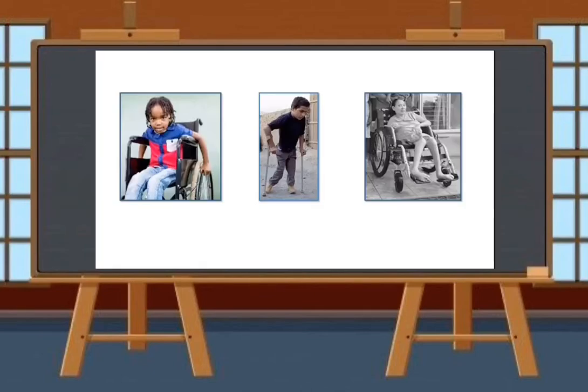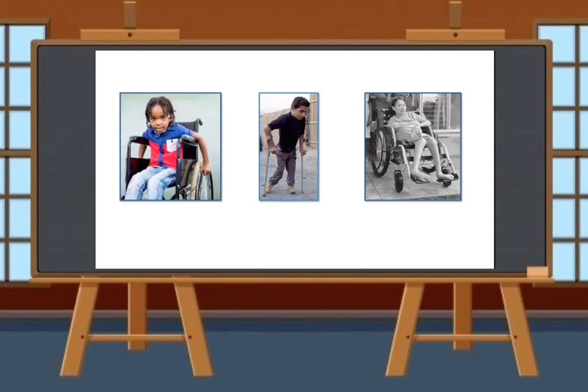What can you see in the picture? That's right, kids. They are crippled persons. As we learned a while ago, cripple means lame, disabled, impaired, injured, or a person who has physical disabilities or cannot walk properly.